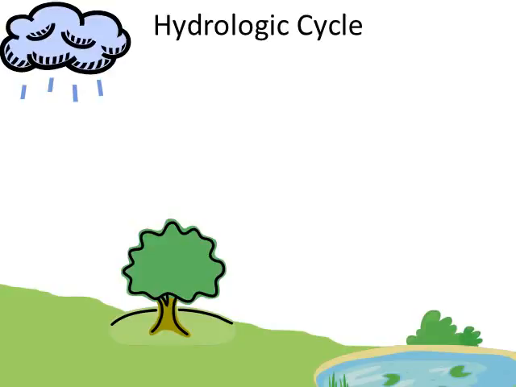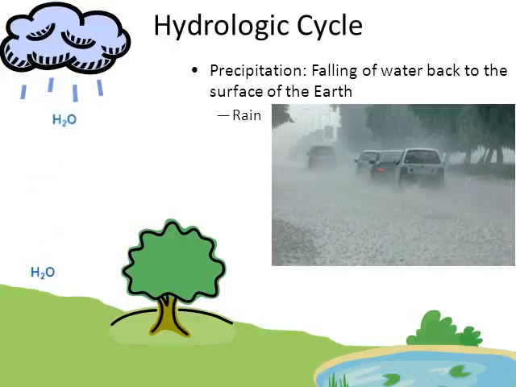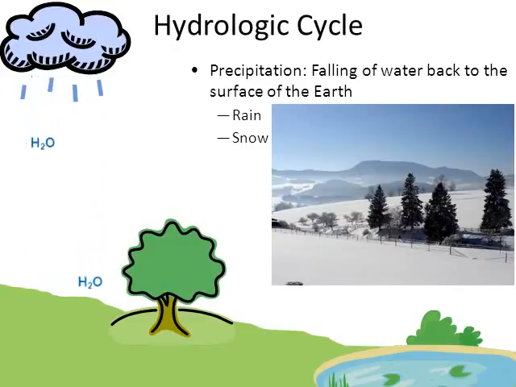And so when we look at the next stage of the water cycle, we have precipitation. And in the animation, we have water, H2O, falling out of the cloud. Well, when we look at precipitation, there's different types of precipitation. The most obvious being this picture here of rain. Here's another picture of precipitation, snow.